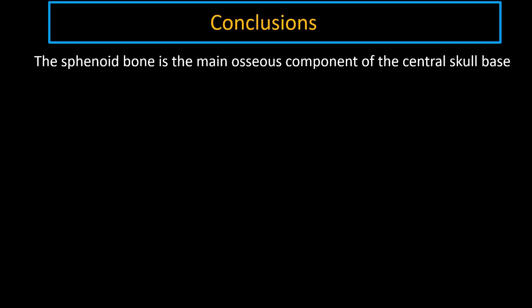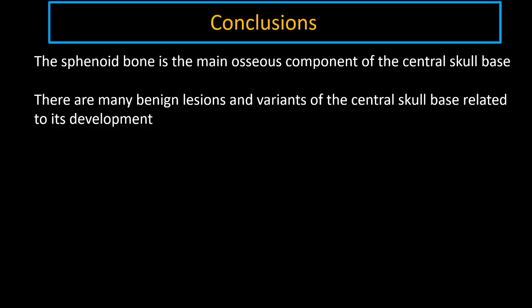So this brings us to the end of our talk on the central skull base. Remember, the skull base is a platform at the bottom of the cranium, and it supports the rest of the brain. It serves as the entrance and exit for major neurovascular structures. The sphenoid bone is the main osseous component of the central skull base. There are many benign lesions and variants of the central skull base related to its development. For that reason, it's important to have a basic understanding of the embryology of the skull base.